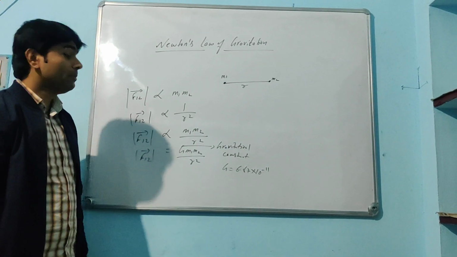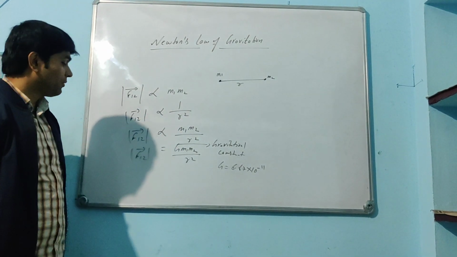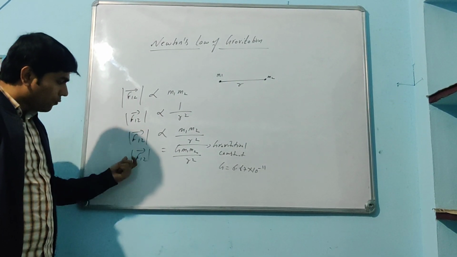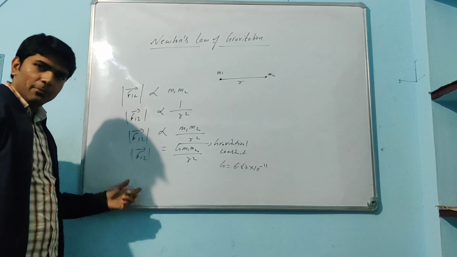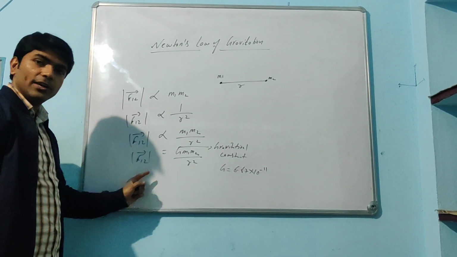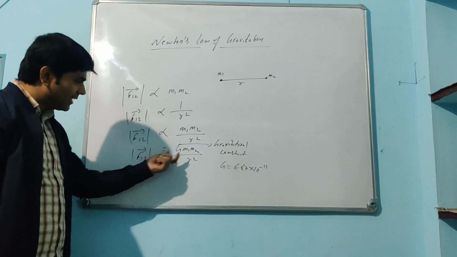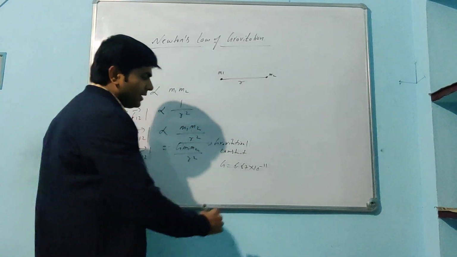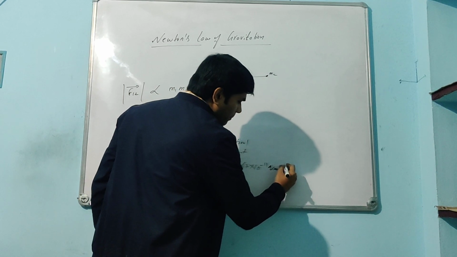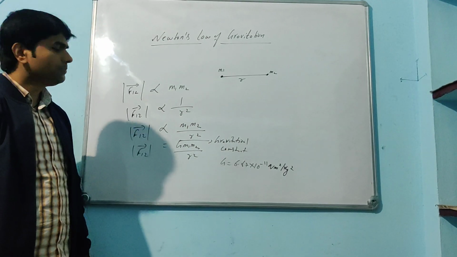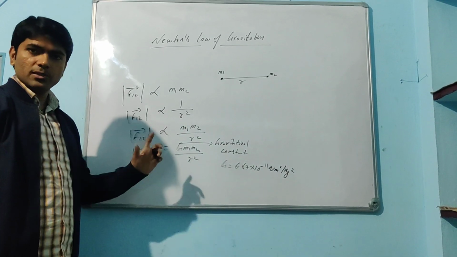And if I ask you what will be the unit of this G, how will you find it? The unit of G will be force into r square by m1 m2. What is the unit of force? Newton. Unit of length is what? Meter. So Newton meter square per kg square. Have you understood this?